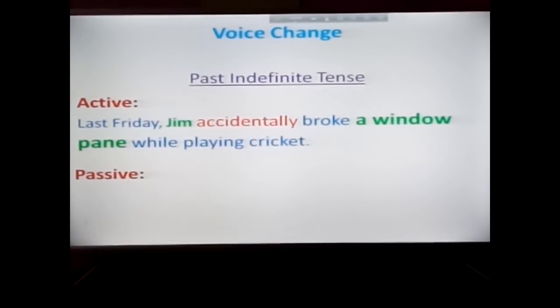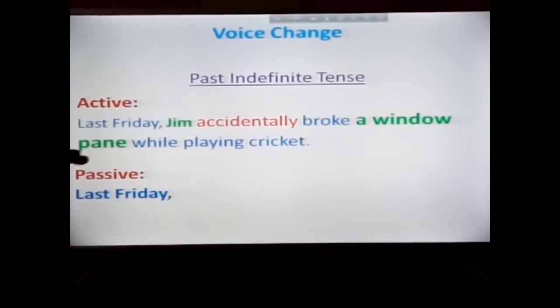Okay, as a rule, we keep the phrase at the beginning of the active sentence at the beginning of the passive sentence. So last Friday becomes the introductory phrase for your passive sentence. And after the introductory phrase of your passive sentence, you need the subject, which is always the object of the active sentence. Now let's see what the object of this active sentence is.